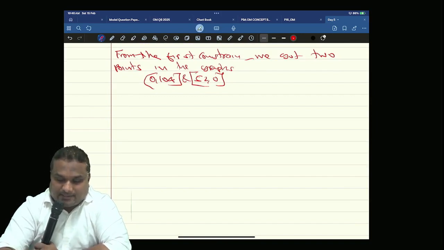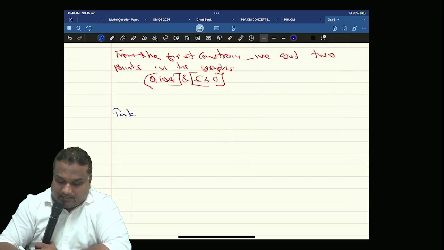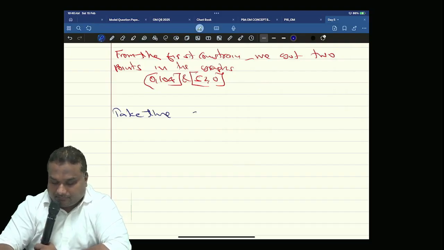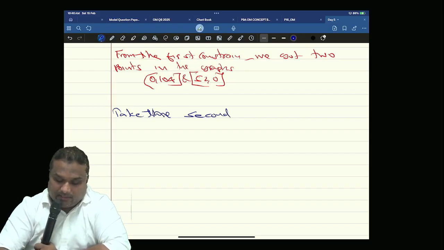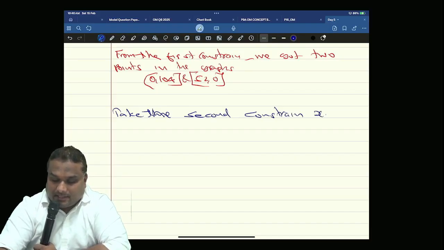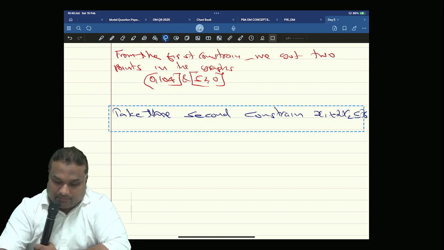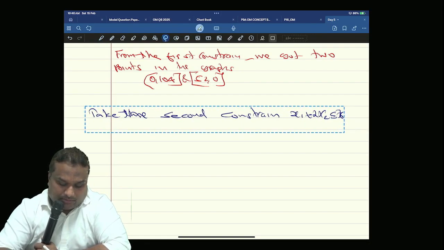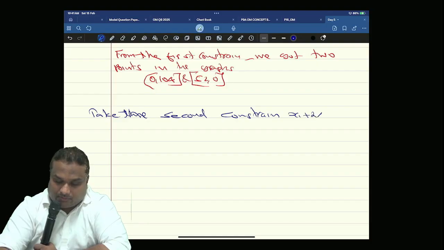Now write on. Take the second constraint. Tell me, what is the second constraint? x1 plus 2x2 less than or equal to 76.